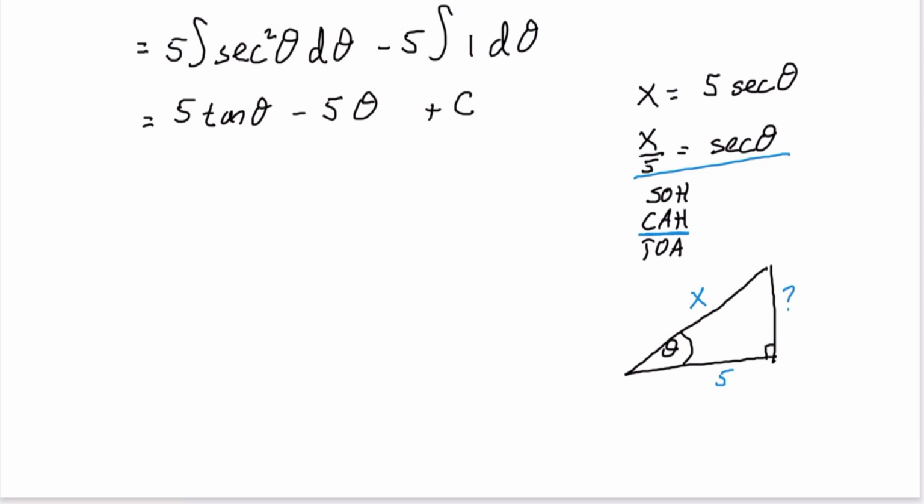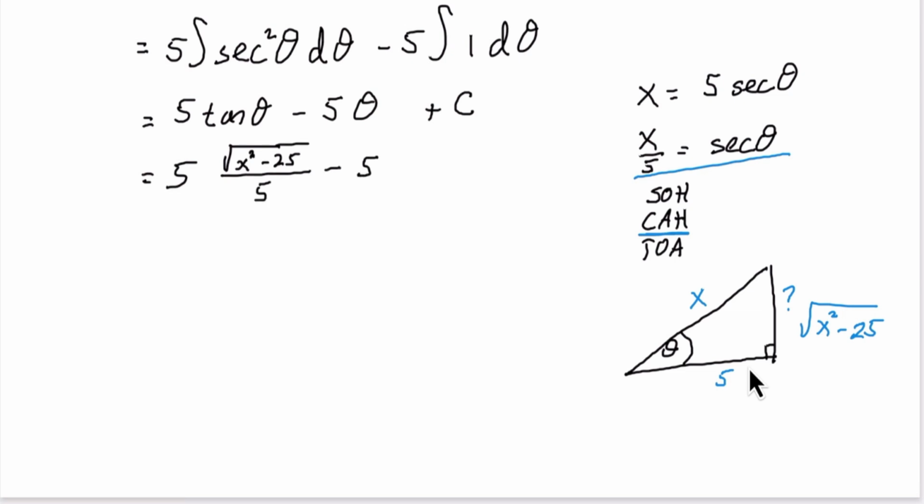which means we now need to find this missing side. We can find it using the Pythagorean theorem. We'll simply get the hypotenuse squared minus the side squared. 5 squared is 25. Now we'll come back up here. Tangent is opposite over adjacent. So we have opposite will be that number we just found, square root of x squared minus 25, divided by the adjacent side, which is 5. Then we have minus 5 times theta.